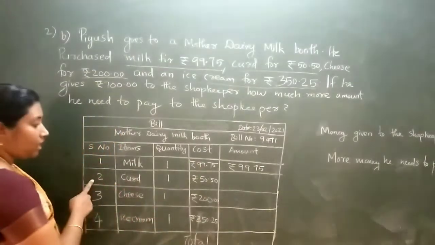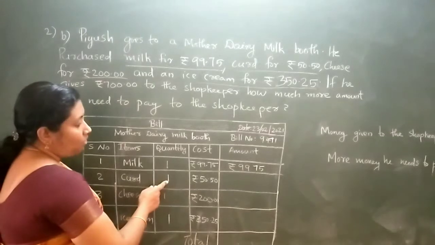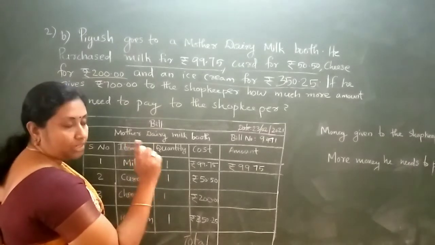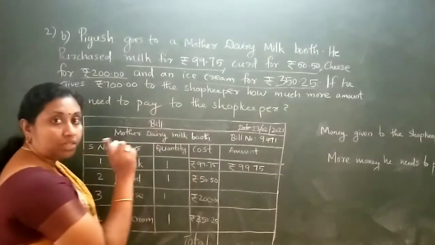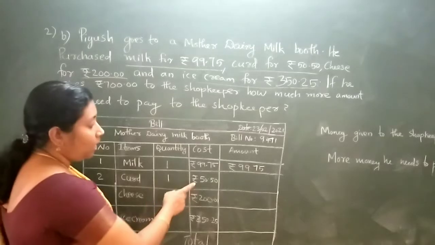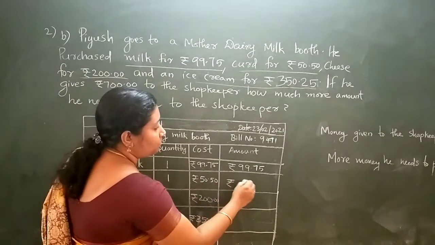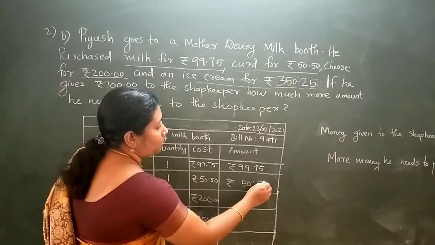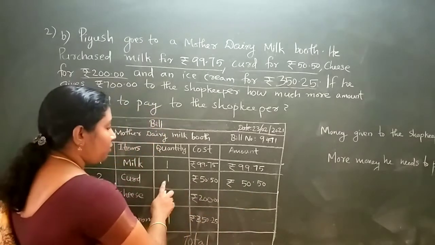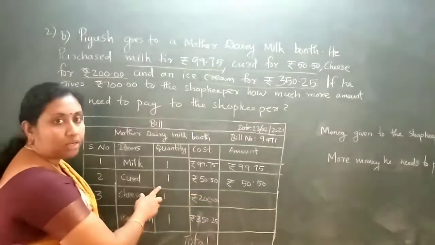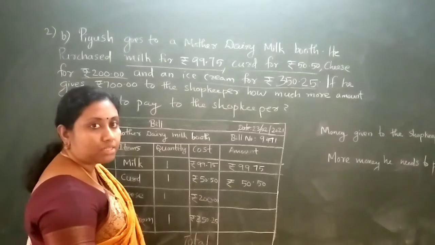Then which is our second item? Curd. Then how many number? Only one item. Then what is the cost of each item? Rupees 50 and 50 paise. So here you write rupees 50 and 50 paise. That means when you multiply any number and 1, that answer is the number itself.